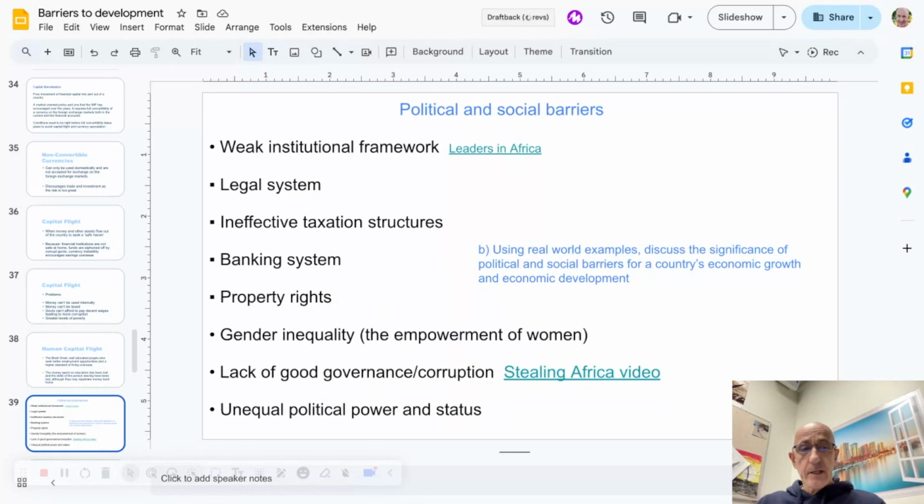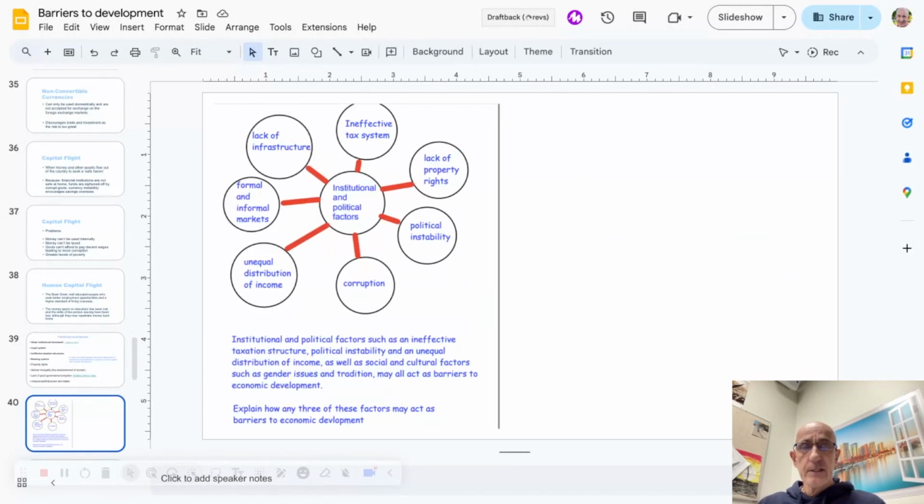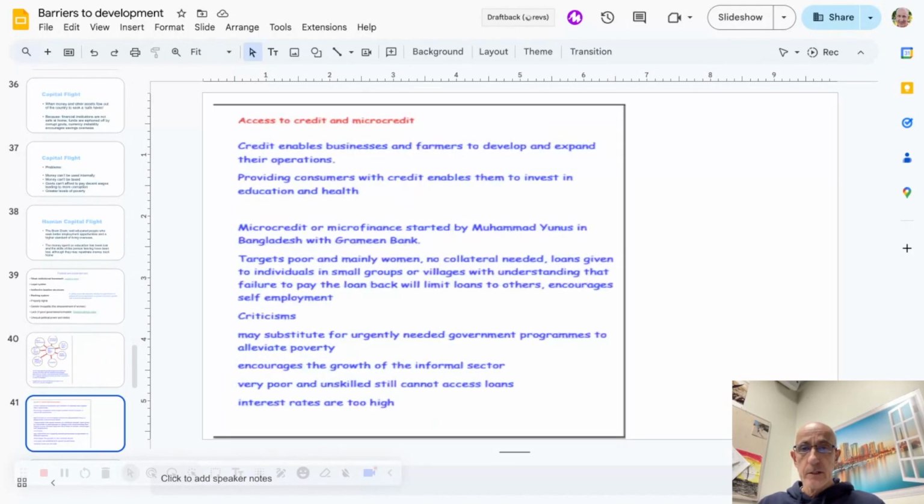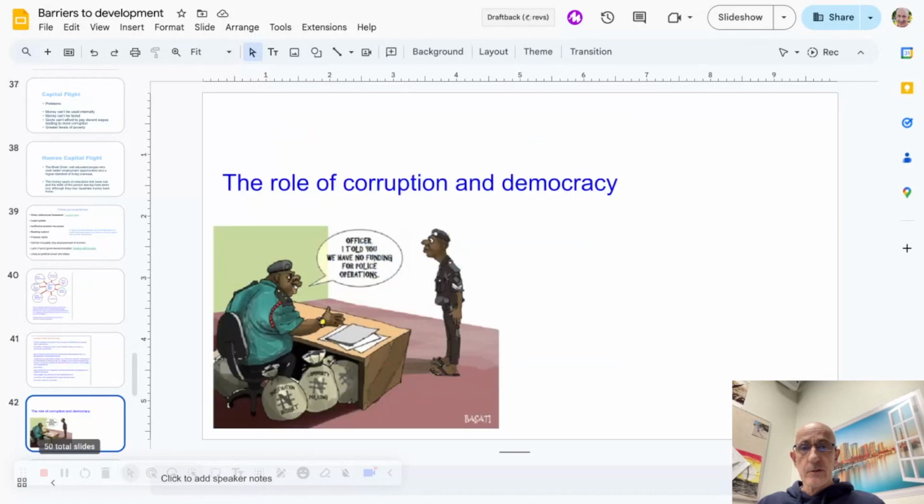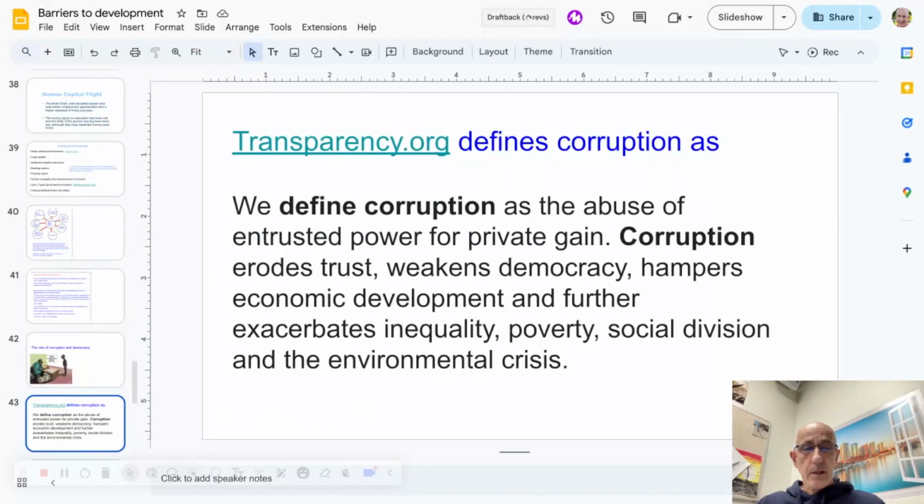Then we've got another list away from the economic barriers, of the political and social barriers, and there at the top you see that weak institutional framework, which was asked in that question in paper 1. Tied in with it, the legal system, ineffective tax structures, the banking system in general, property rights, gender inequality, the corruption thing that I mentioned earlier, the inequality of power and status. All of those things you really just need to read up on in your textbooks and get some case study material on it. There's a few slides here that's giving you some information, which you can pause the video and take note of.